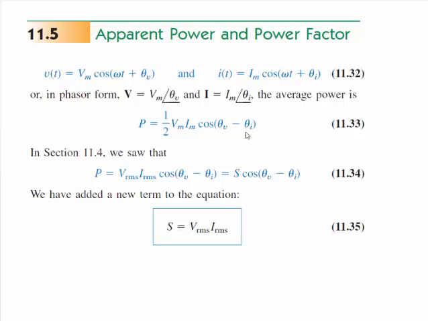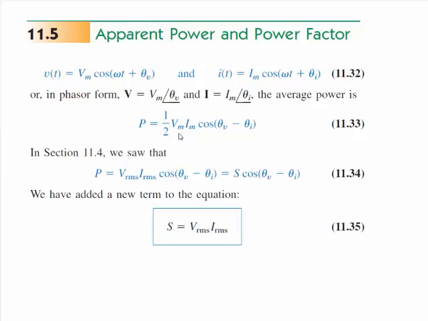And that stemmed from the fact that we multiplied these two cosine functions together and it got a DC or average part, and then it got an AC part oscillating at 2 omega, and the average of that is 0. Therefore, only the DC term that resulted from multiplying these two cosine functions together is what contributes to average power.